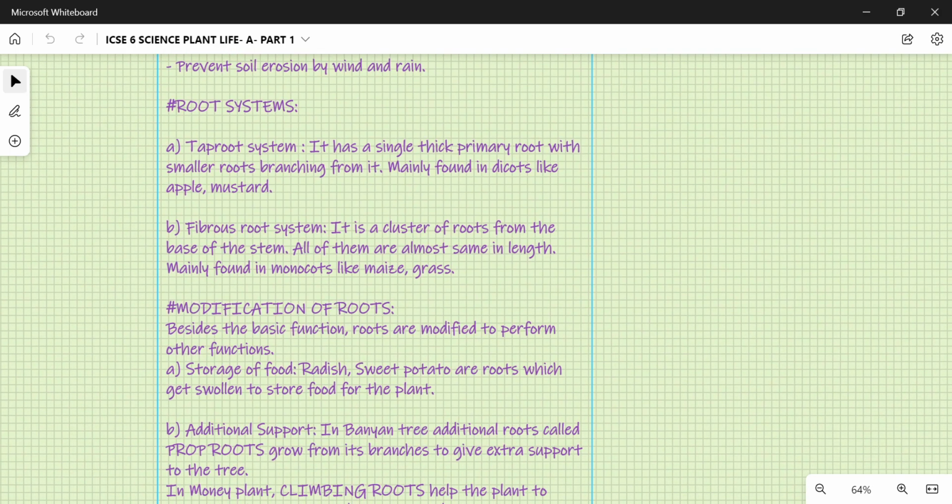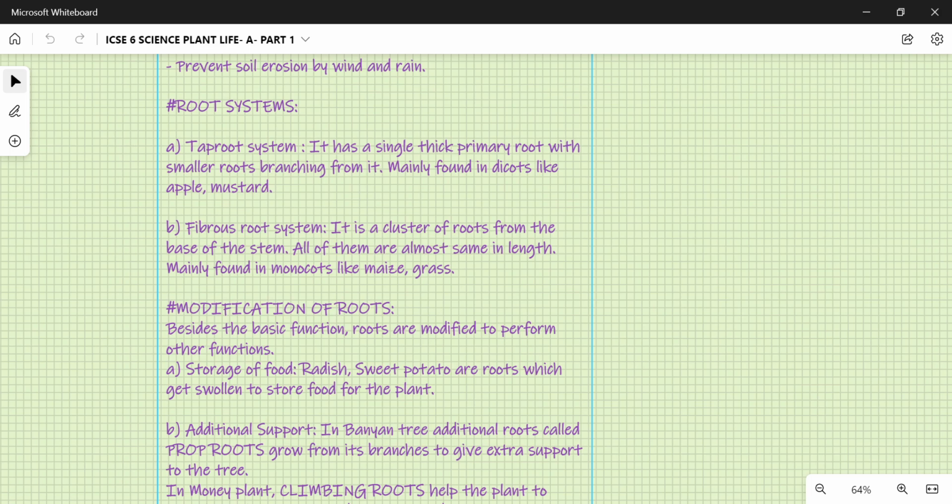What are the types of root systems? They are majorly two types. One is called a tap root system. Here you will find a single thick root called the primary root with smaller roots branching out of it. You will mainly find them in dicots. Dicots means plants having two cotyledons. The examples are apple and mustard.